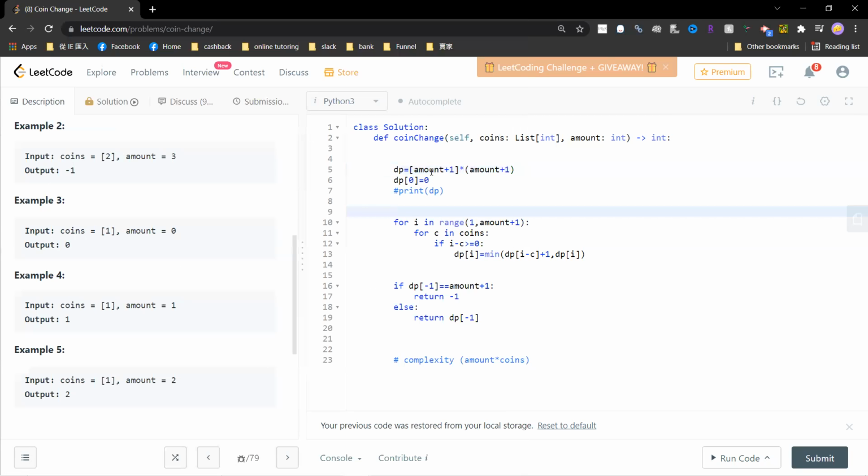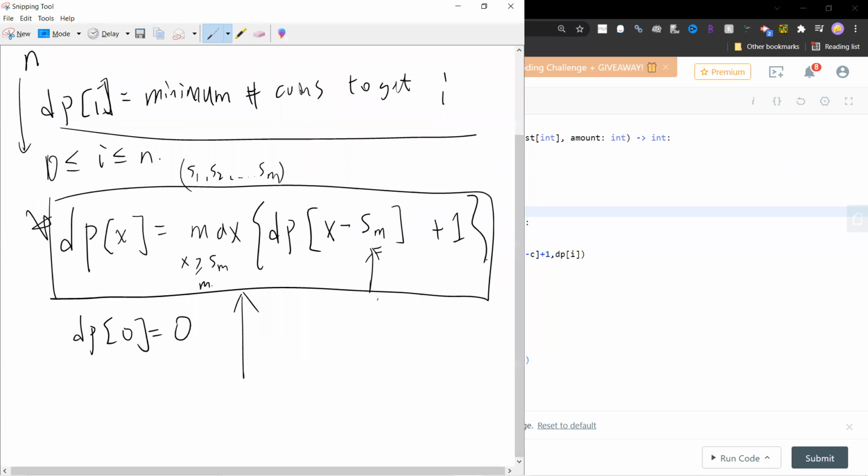Okay, so to do this, you can define dp to be amount plus 1, times amount plus 1. This means that amount is our n, and I initialize it to amount plus 1 because suppose you have amount, then the maximum answer should be amount. So this is a case that I want to handle if there's no answer. And dp[0] is 0, and I go through 1 to amount plus 1, basically 1 to n. And for c in coins, basically it just follows this.